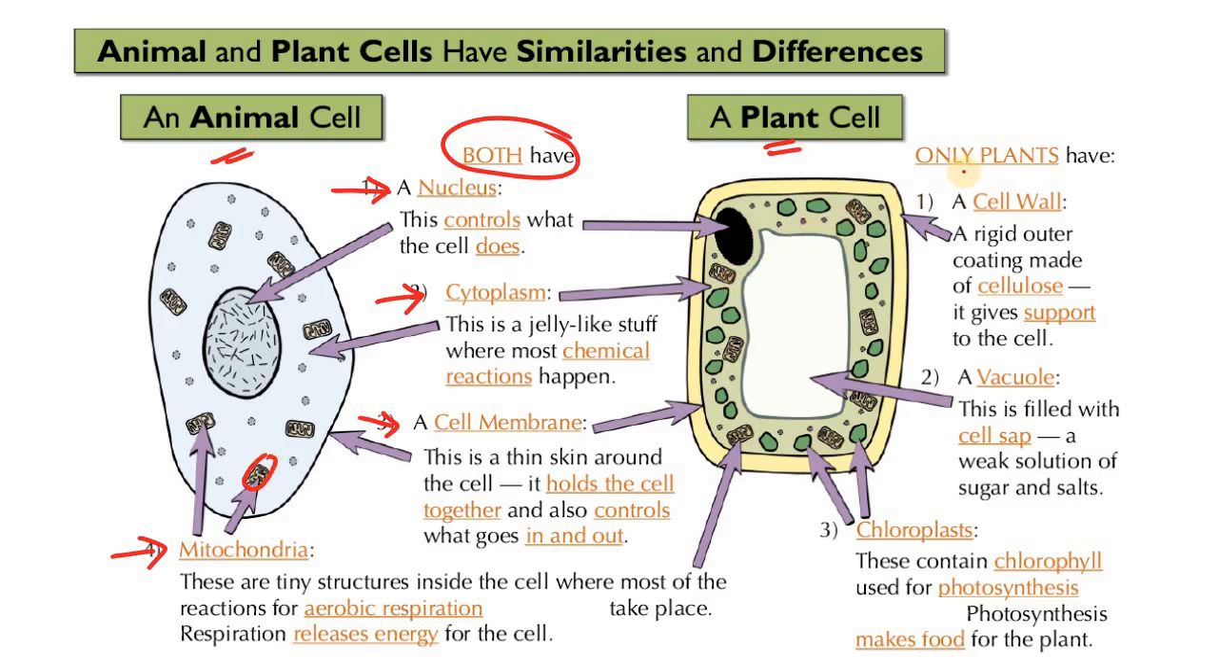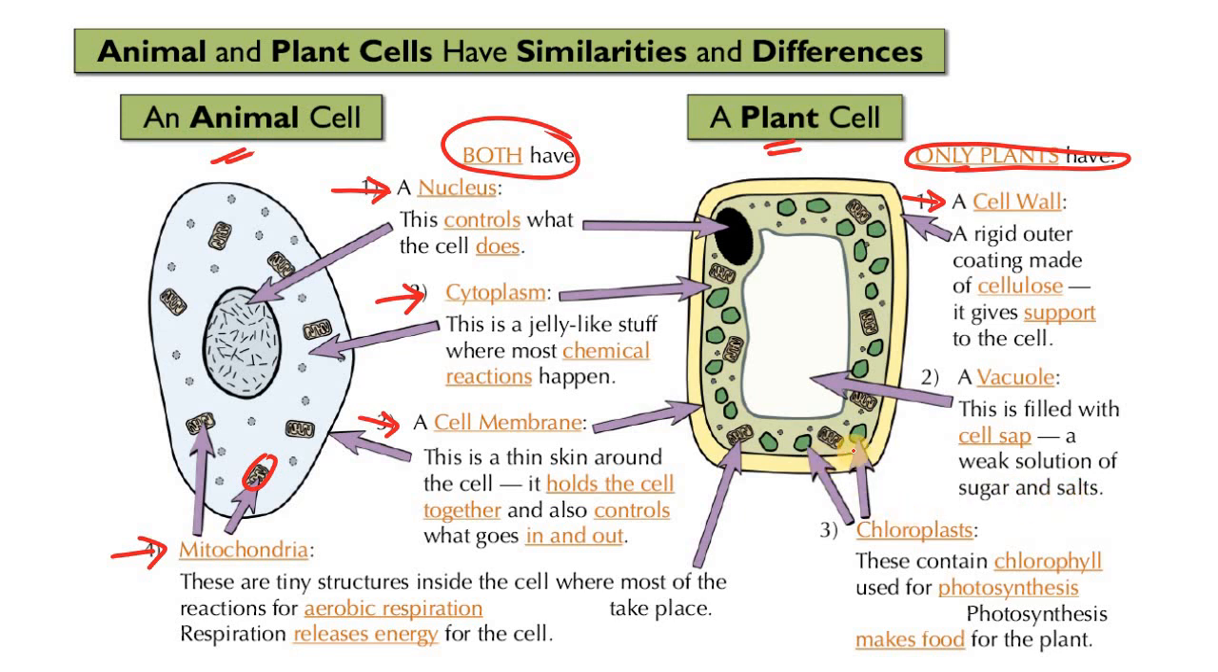Next, what both of them don't have. Say for example, the plant cells. So what do plant cells have that the animal cells don't have? Well, you see, first the plant cell has a cell wall outside the membrane. So the cell wall is basically a rigid outer coating made up of cellulose and it gives support to the cell. Next, the plant cell has a big gap over here. See, a vacuole. This is filled with cell sap, which is a weak solution of sugar and salts.